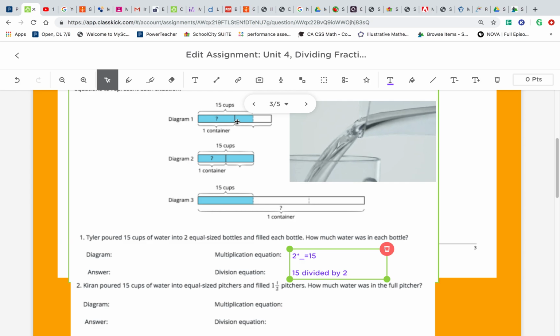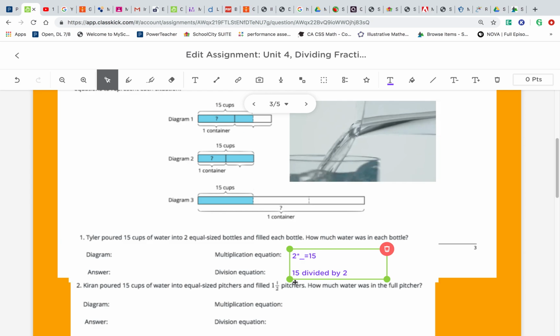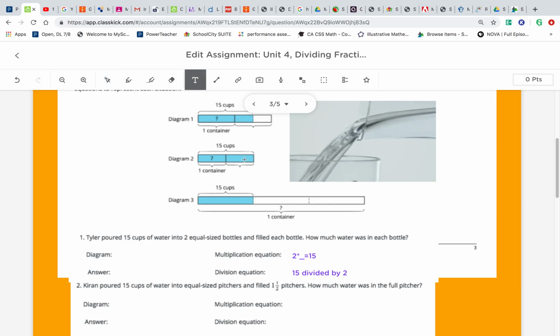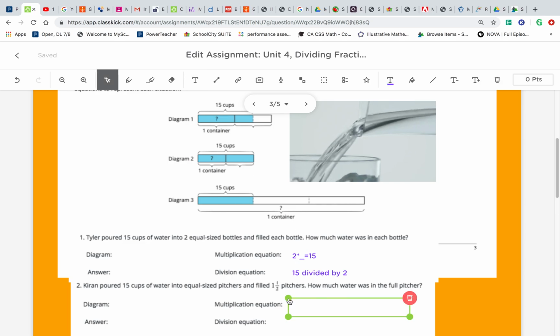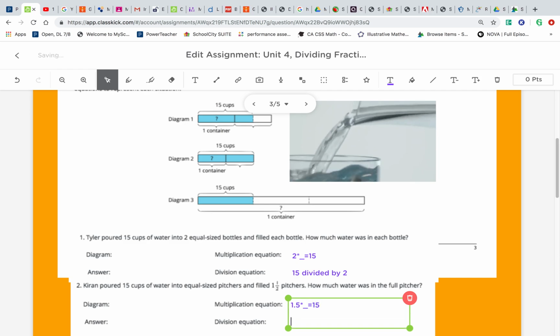Times, well, we don't know how much, right? We don't know how much we multiplied times, but we do know that it's going to equal 15. So we can say that it's going to be, I'll say 1.5, just to mix it up. 1.5, that's the same thing as 1.5 times an unknown, right? So I'm going to put a blank spot. We know that's going to end up giving us 15 for our division equation.